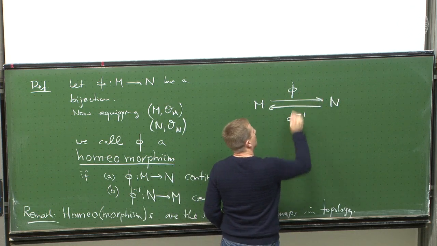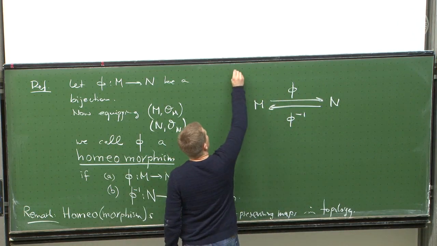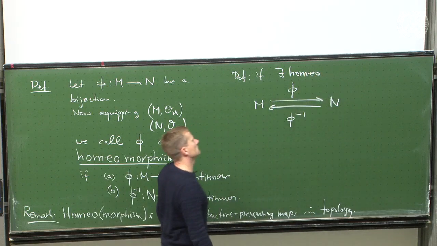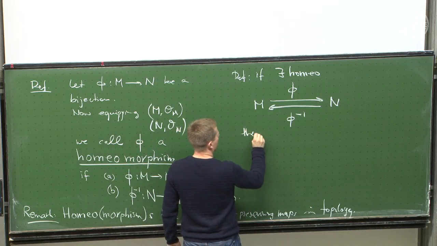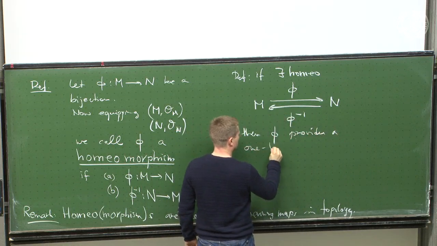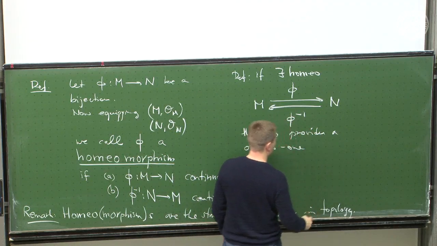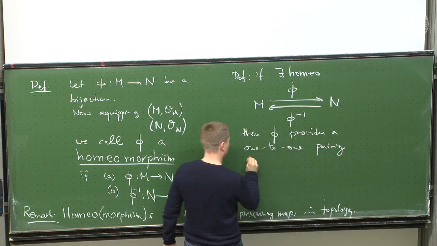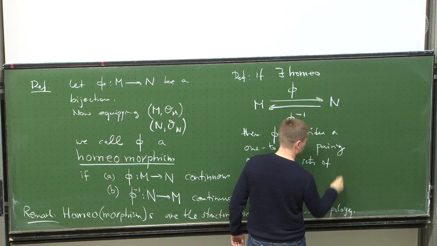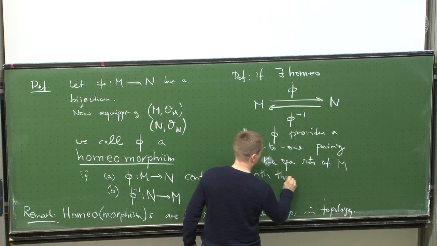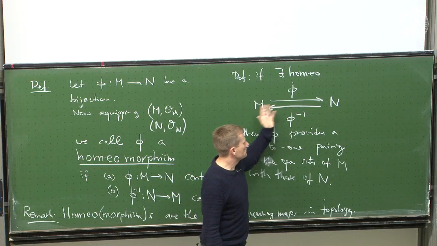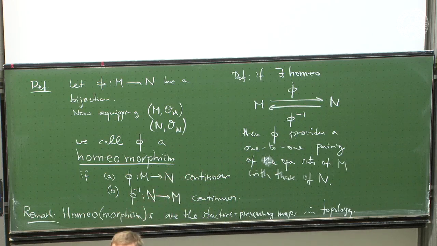That means by having a homeomorphism, if a homeomorphism exists, by definition, if there exists a homeomorphism phi, that's this picture, then phi provides a one-to-one pairing of the open sets of M with those of N according to the chosen topology. So you can say the topologies are the same, have the same structure.